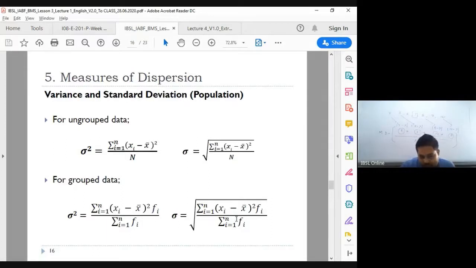Forget about the group data. I just said it for completion's sake only, where I'm always representing the simple f for the frequency of the particular table or group. But for ungrouped data, this would be the equation. We take xi minus x bar, square it, and divide by n, the number of instances, for the variance. And if it's the standard deviation that we are going to discuss, pretty simple, for this particular value, take the square root.